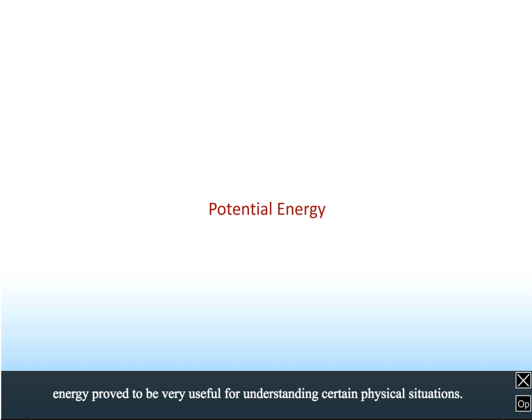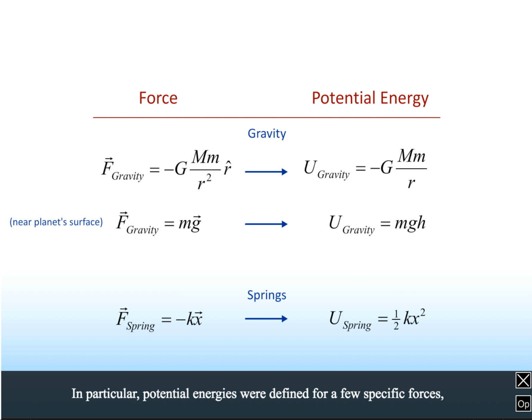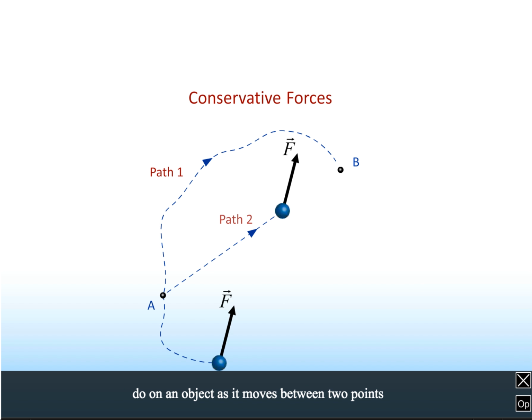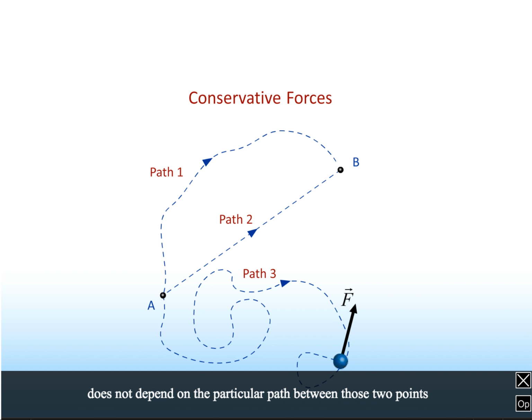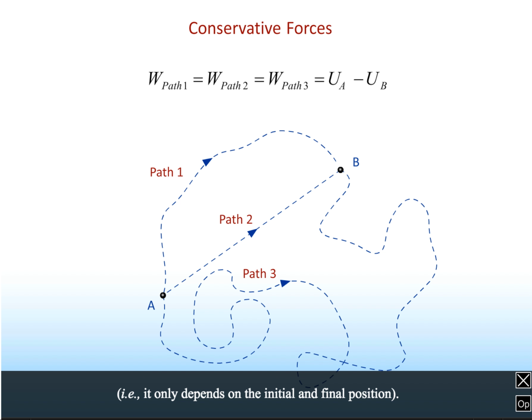As you may remember from mechanics, the concept of potential energy proved to be very useful for understanding certain physical situations. In particular, potential energies were defined for a few specific forces, namely gravity and springs. These forces are called conservative forces because the work they do on an object as it moves between 2 points does not depend on the particular path between those 2 points, i.e., it only depends on the initial and final positions. Today, we will discover that the Coulomb force is another such conservative force.